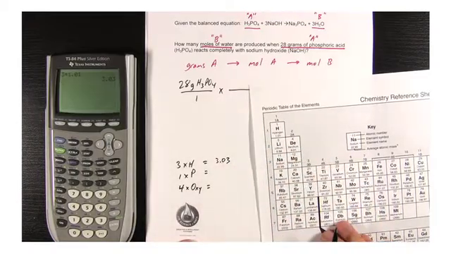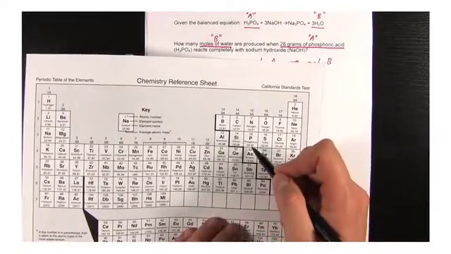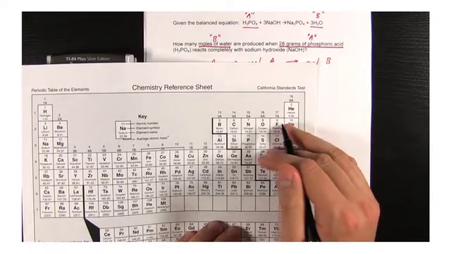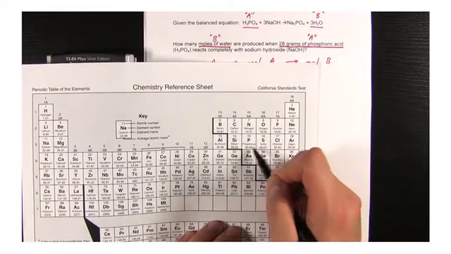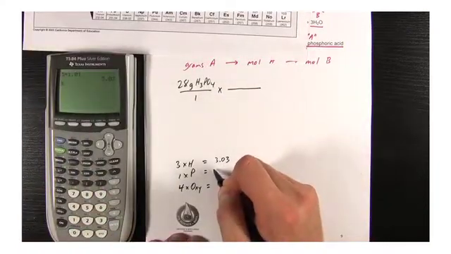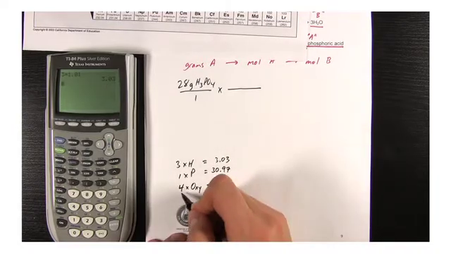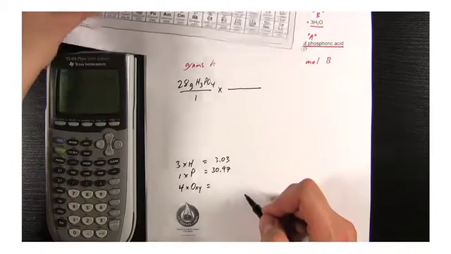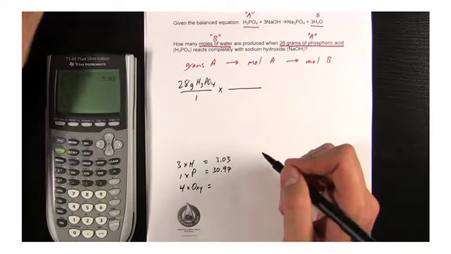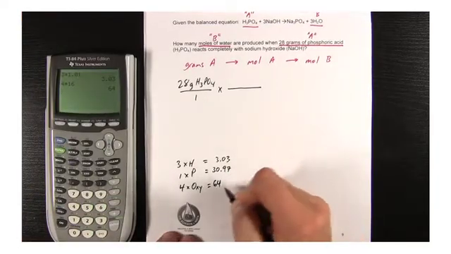3.03. For phosphorus, we have to go to the other side of the periodic table, because phosphorus and oxygen are neighbors, but they're neighbors on this side of the periodic table. So my periodic table says the mass of phosphorus is 30.97. Since that's 1, it's just 30.97. And then I have 4 times the mass of oxygen. Oxygen has a mass of 16. You can use your calculator if you want to. 4 times 16 is 64.